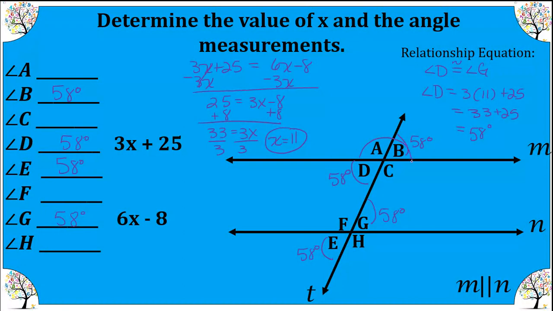So let's take a look at a linear pair. So these are a linear pair, meaning they are supplementary. So we are going to subtract our 58 from 180. So we get 122 degrees. A and C are vertical. C and H are corresponding. H and F are vertical. They are all 122 degrees. They are all congruent.